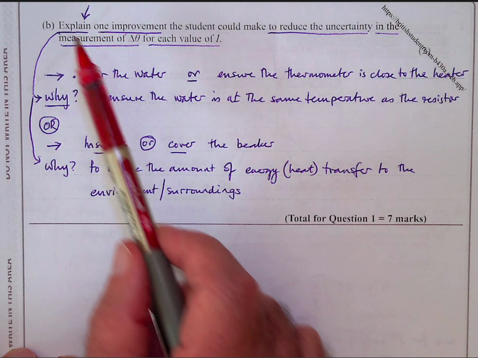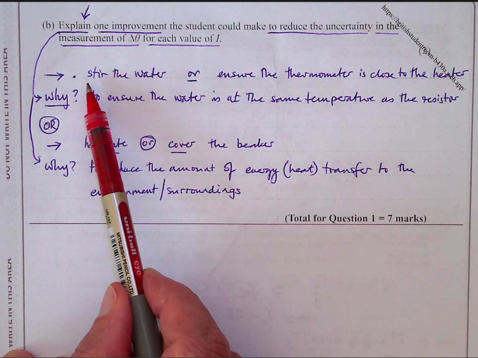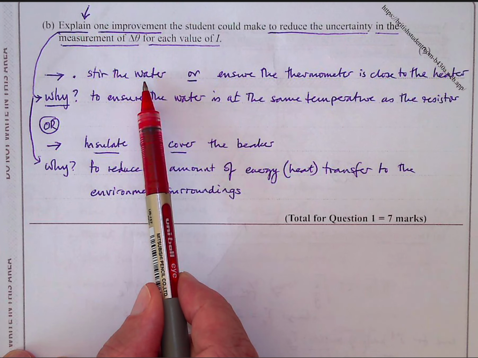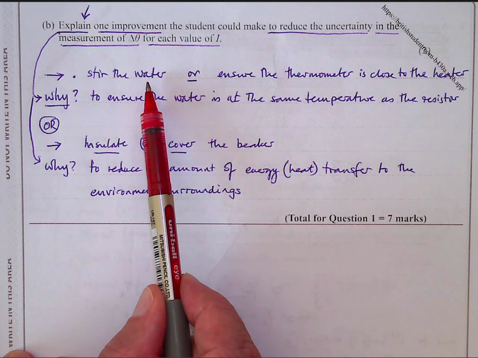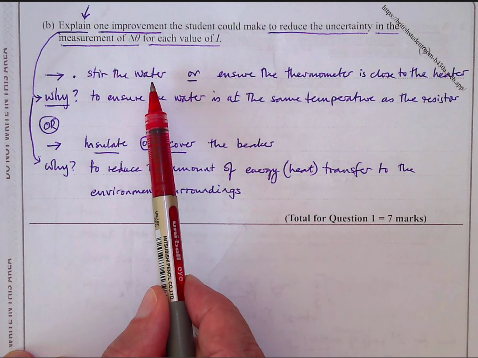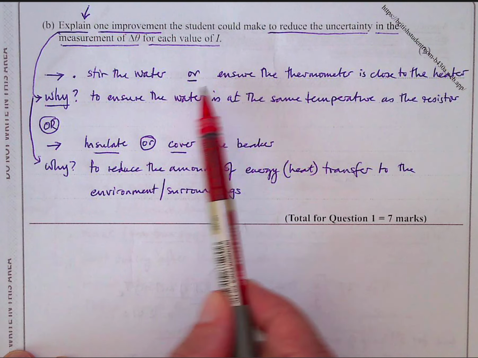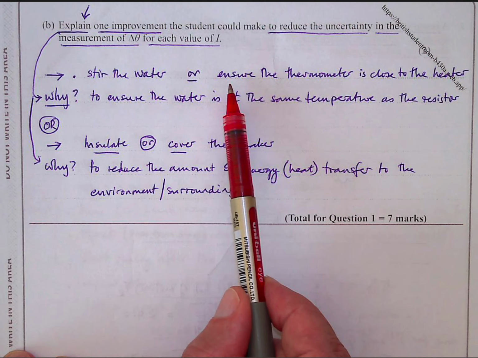Explain, it says, one improvement the student could make to reduce the uncertainty in the measurement of delta theta for each value of current, okay, I being current. So first thing I put is stir the water, yeah, so that would reduce the uncertainty in the measurement of delta theta, or ensure the thermometer is close to the heater.